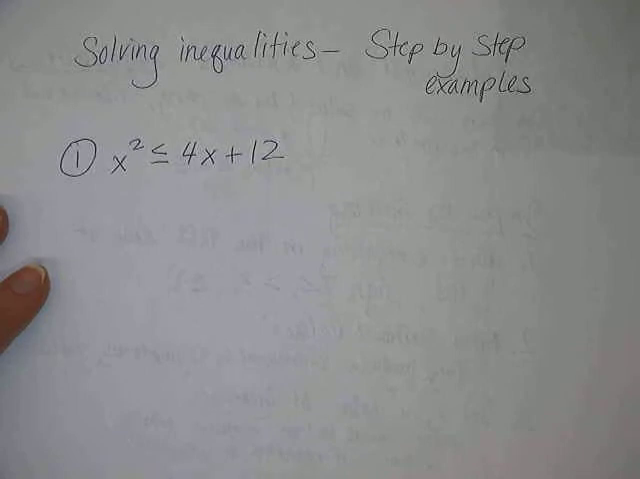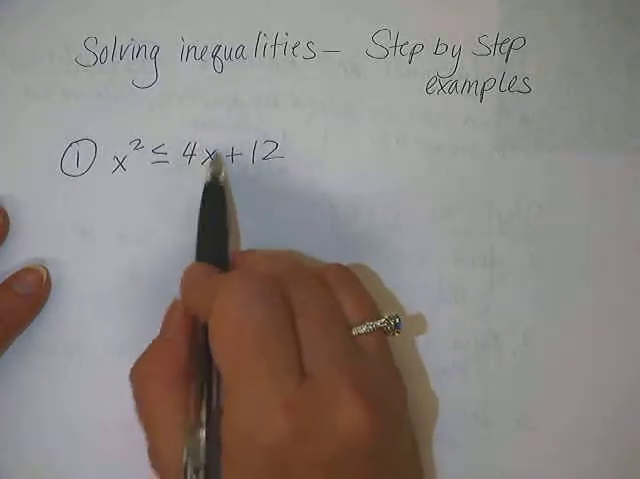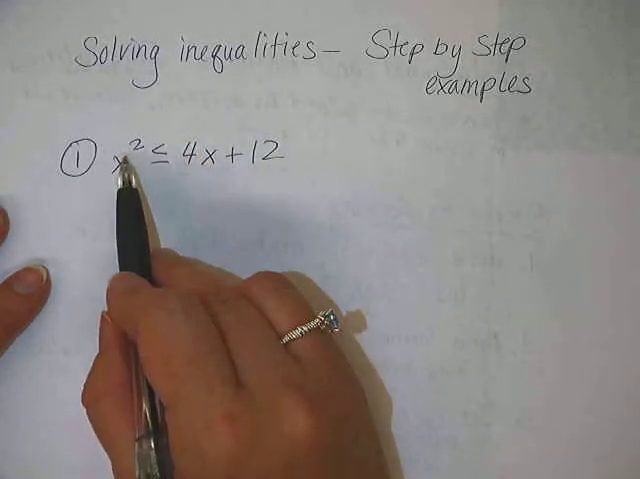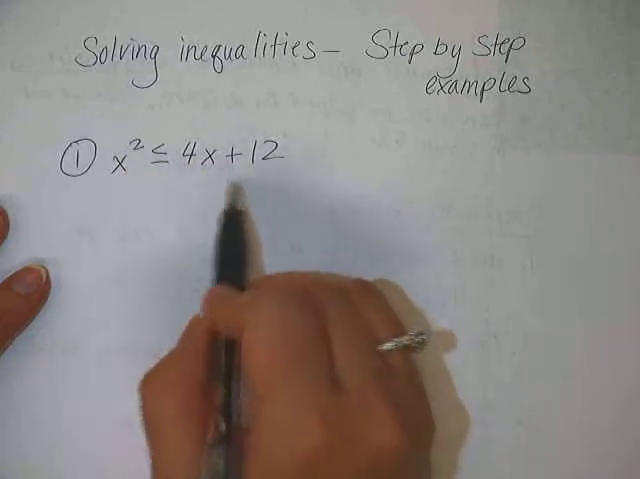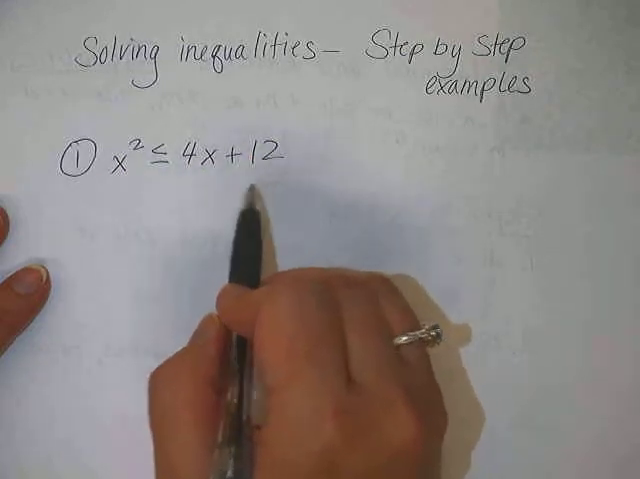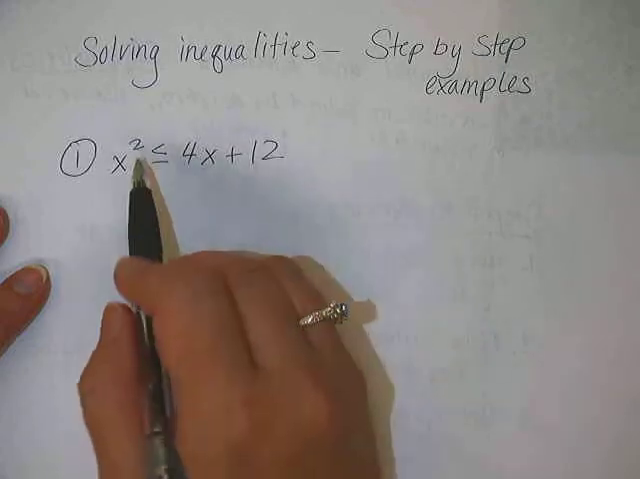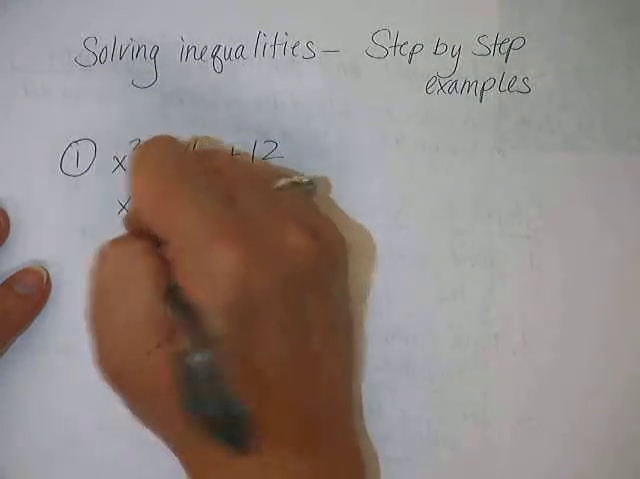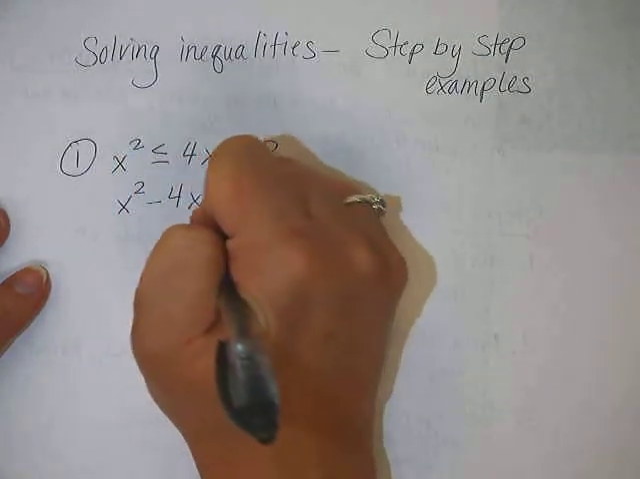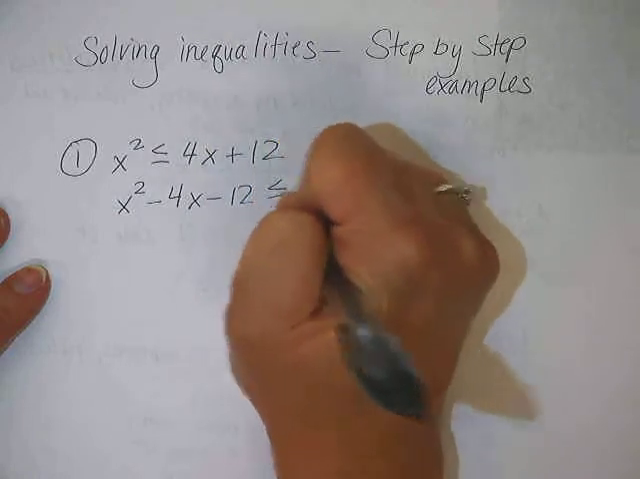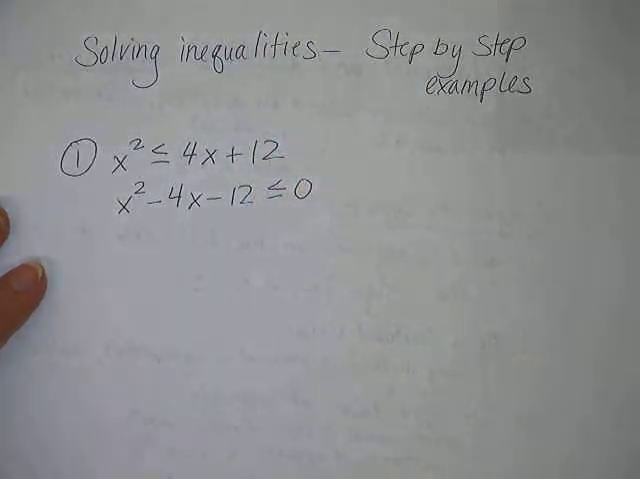step is to go ahead and move everything to the left side of the problem with 0 on the right side. Since this is a positive 4x, moving it turns it negative because we're subtracting it from both sides. Positive 12 moves and turns negative because we're subtracting it from both sides. So we end up with x squared minus 4x minus 12 is less than or equal to 0.